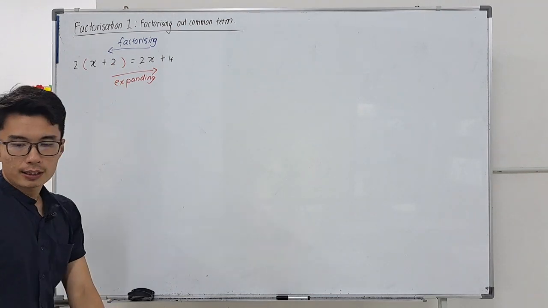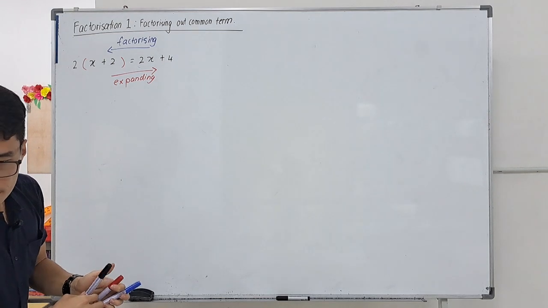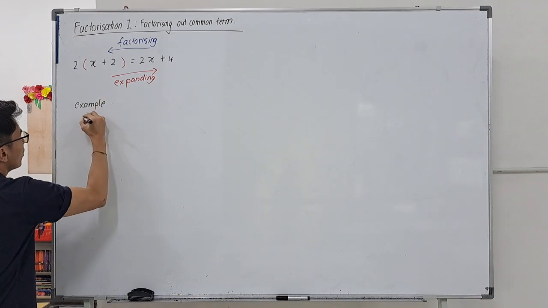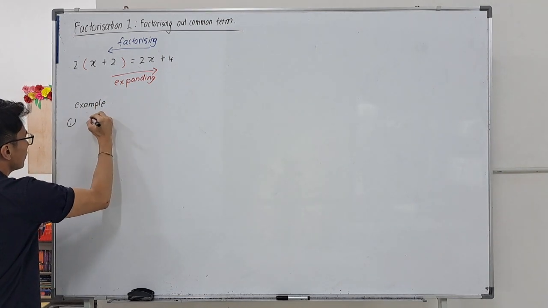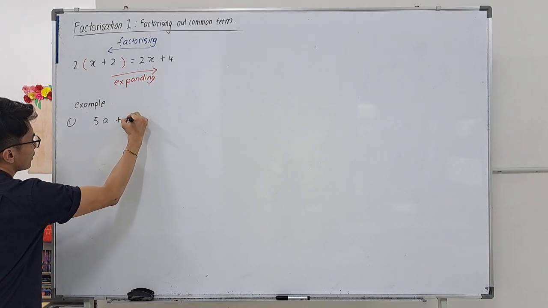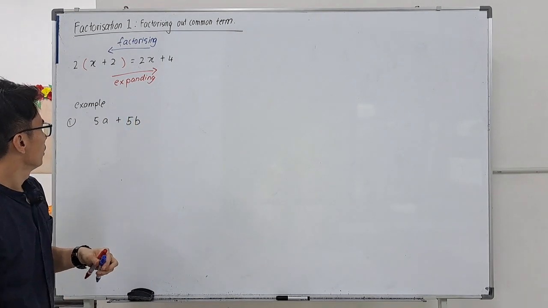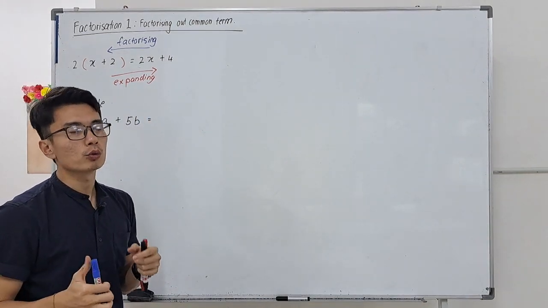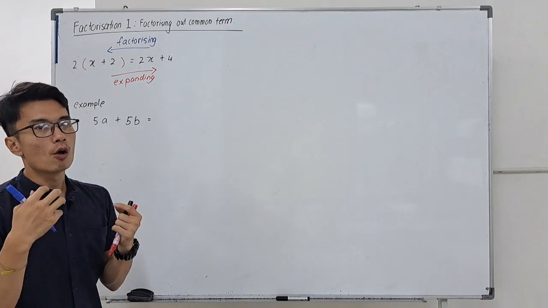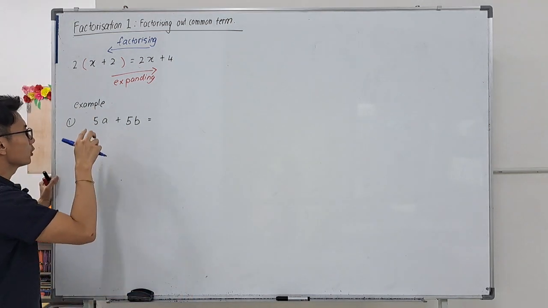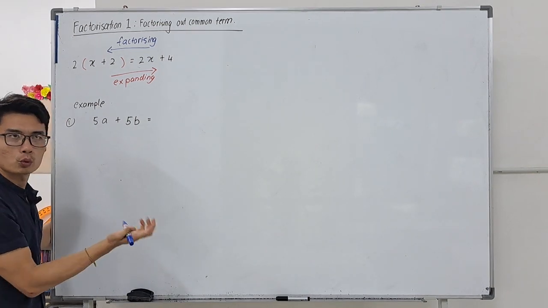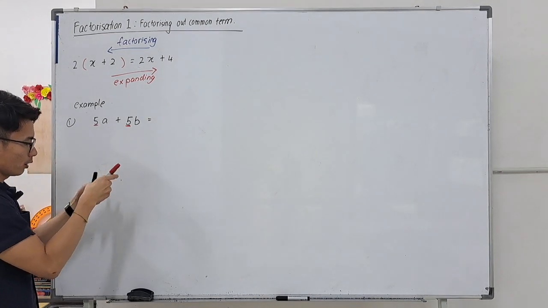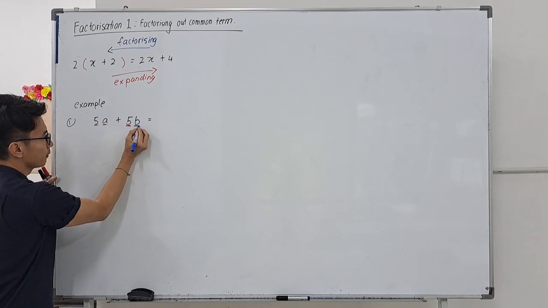Now, for this first example, let's start with a simple one. I have 5a plus 5b. Now, how do I factorize this? When we want to factorize, we want to look for something in common. So, let's look at this expression. What do we have? If you look, I have some numbers here, and I have some alphabets here.